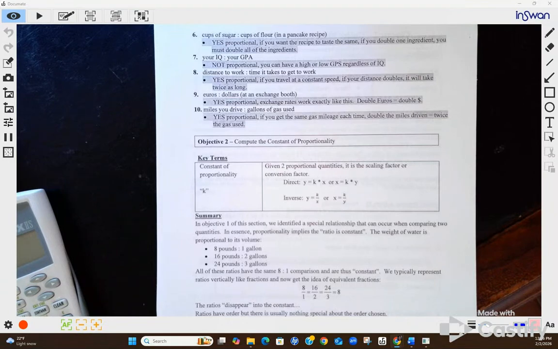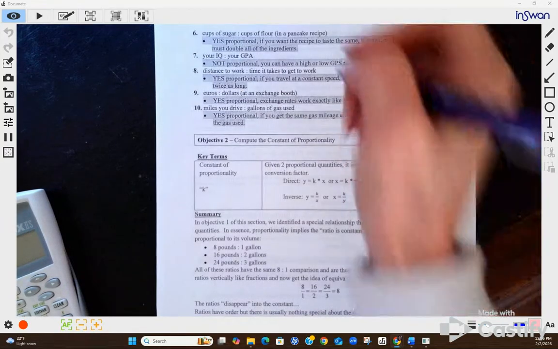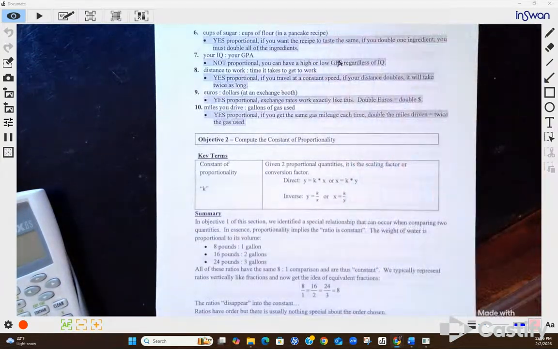Your IQ versus your GPA. Those are not proportional. You can have a high or low GPA, that should say GPA, not GPS, regardless of your IQ. I know there are some really smart people that are not great students, and there are some people that have smaller or lower IQs, but they're really hard workers, and so they have a nice GPA.